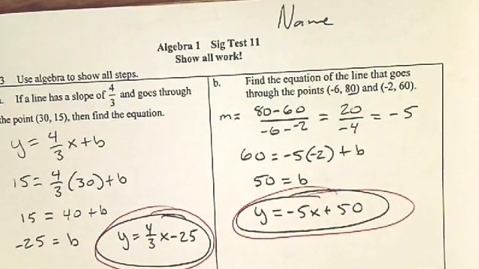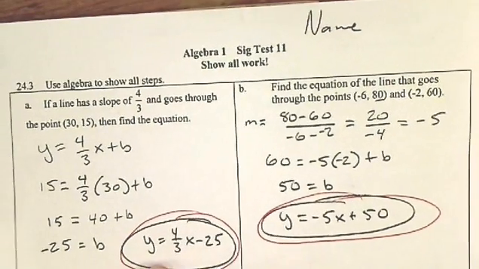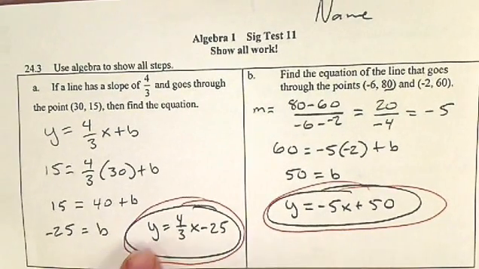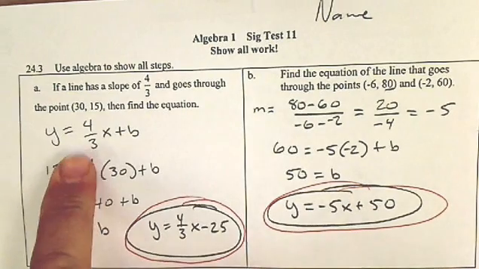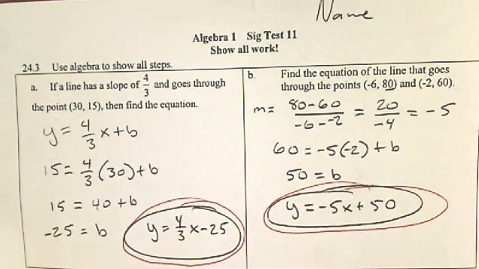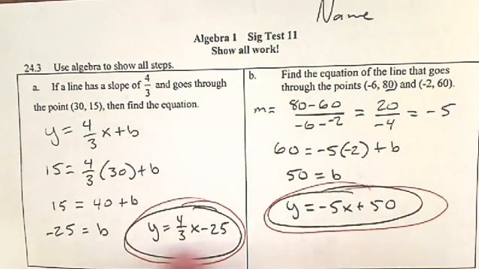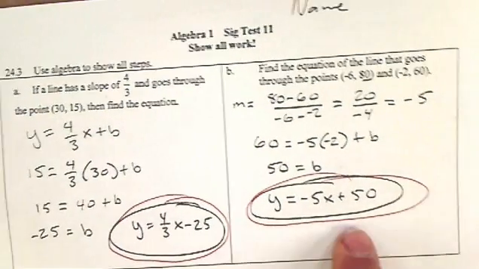This is our 11th test. I'm just going to zip through it real quick. You know the slope. You plug it in to y equals mx plus b. Plug in the x and the y you know. Solve, and you get your b value, your y-intercept.